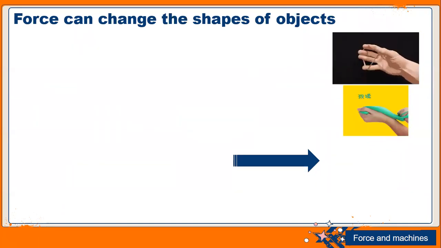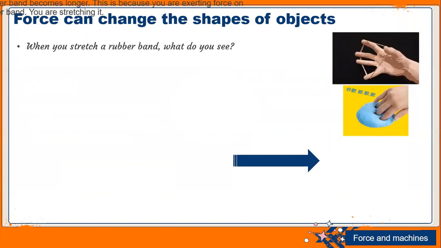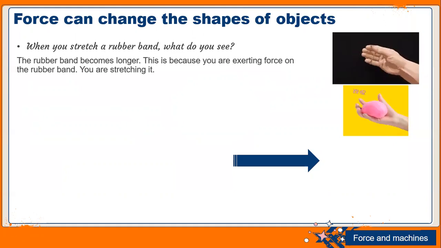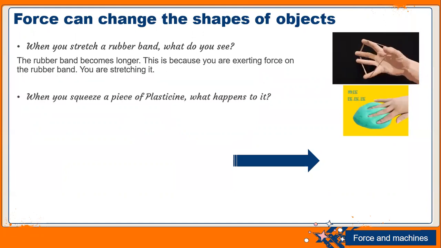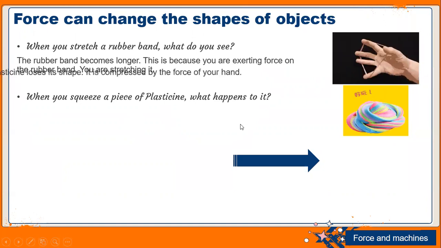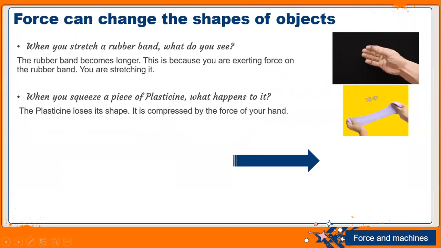When you stretch a rubber band, what do you see? The rubber band becomes longer. This is because you are exerting force on the rubber band. You are stretching it. When you squeeze a piece of plasticine, what happens to it? The plasticine loses its shape. It is compressed by the force of your hand.